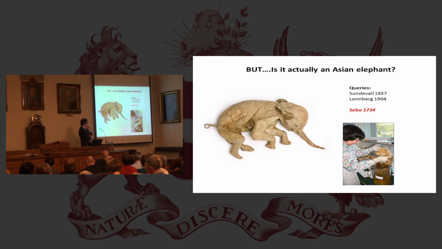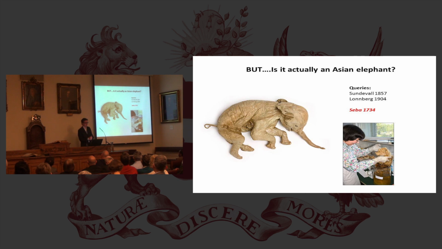Sundervall in 1857, Lundberg in 1904, and of course Seba in 1734. And a few years ago, our colleague Anthea Gentry, who's here today, actually started a study on this. This is a picture of Anthea in the middle of her taxonomic sleuth work. And she decided to try and resolve this by actually looking at the sample and trying to decide, can we see from the sample if this is an African or an Asian elephant?